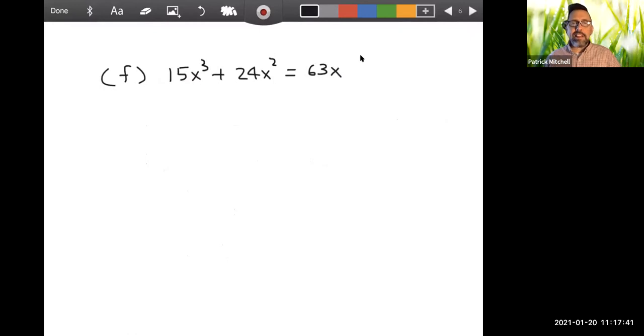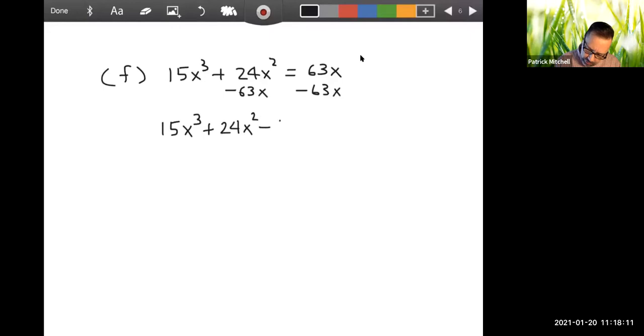This is an example of solving a polynomial equation with degree greater than 2. Okay. So the first thing I'm going to do is put it in standard form. Standard form really means 0 on one side. That's the most important thing about it. Okay, so that's going to give me 15x cubed plus 24x squared minus 63x equals 0.